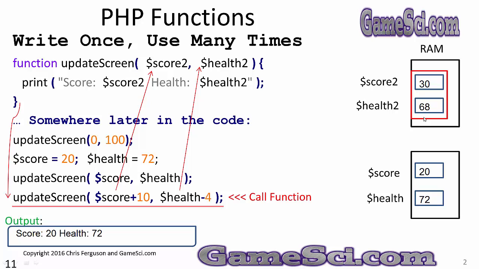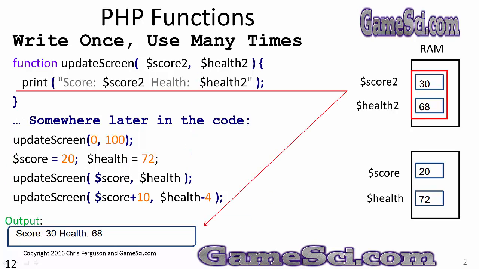The input is expected to be two numbers. How those numbers are generated, hard-coded values, variables, or the result of a math equation, doesn't matter to update screen. Here's my new numbers, score 2 and health 2, and on the output you can see it's going to output 30 because that was in a parameter, and 68, that was in the health 2 parameter. Many places in the code I can tell it to update the screen, and every time it will take the value of the parameter and put it on the screen.